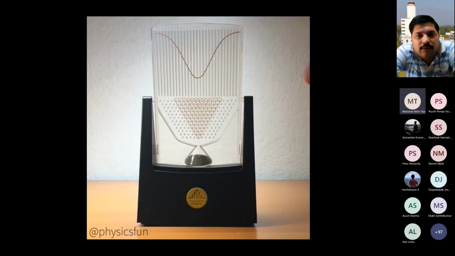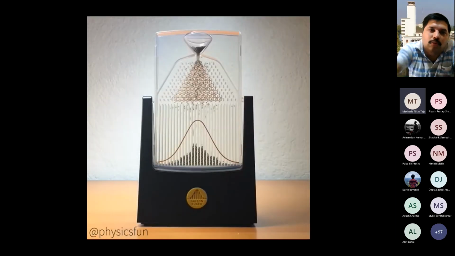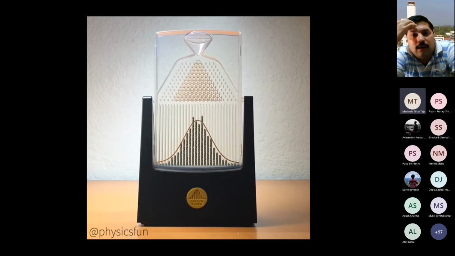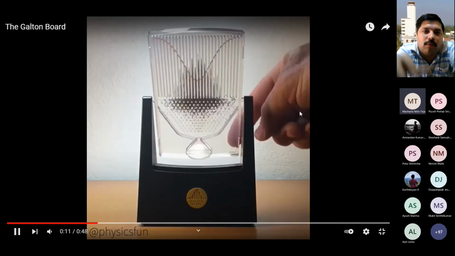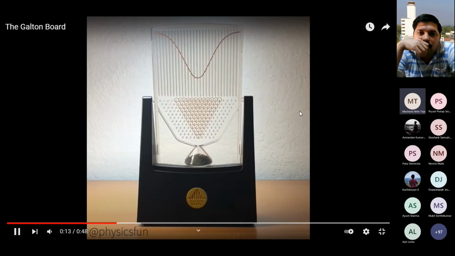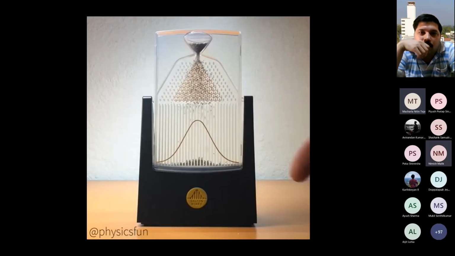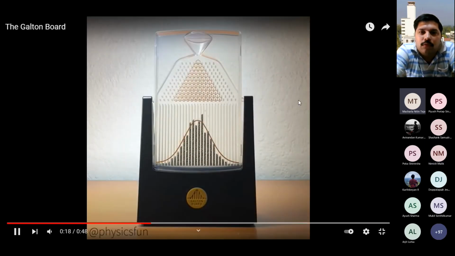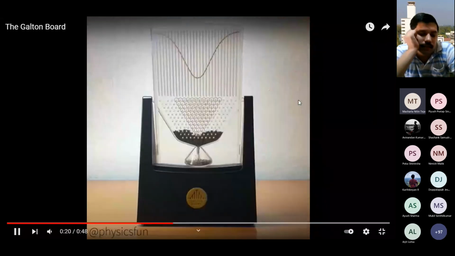So these ball bearings, when you put them through, each of them will go down. And eventually, what shape do you get at the bottom? It's roughly a normal distribution. And why do you think this is happening?